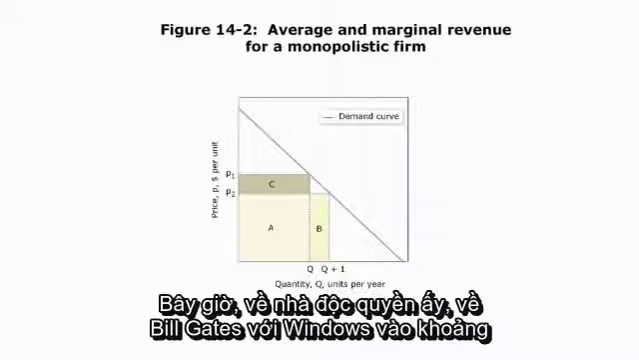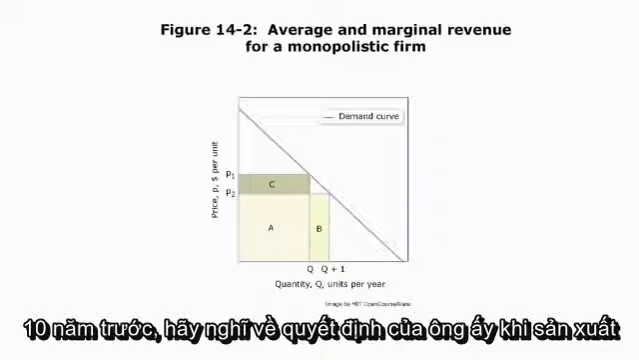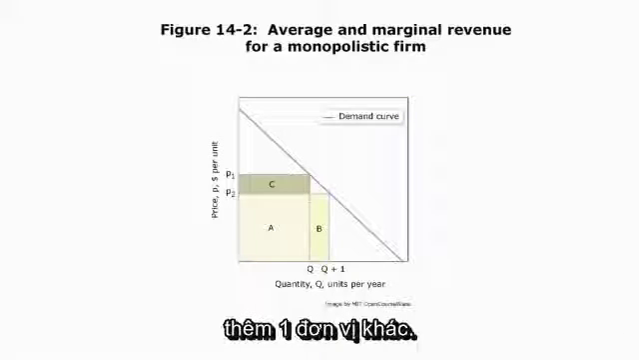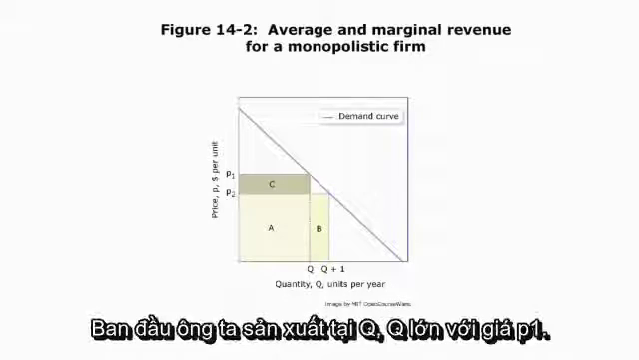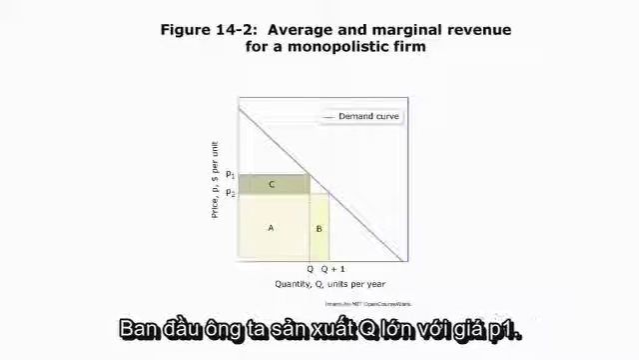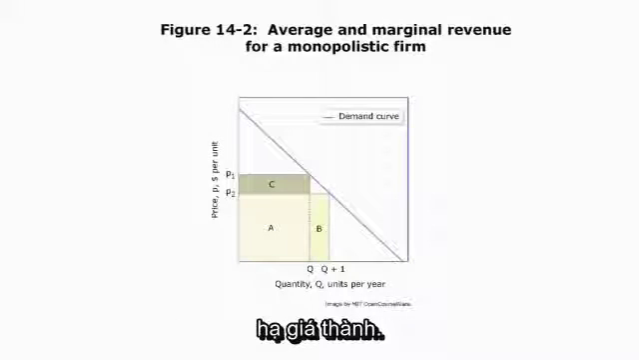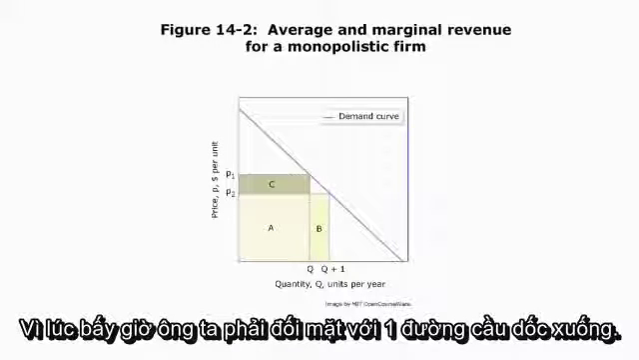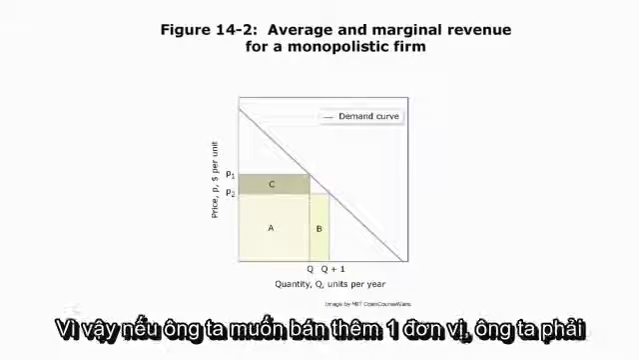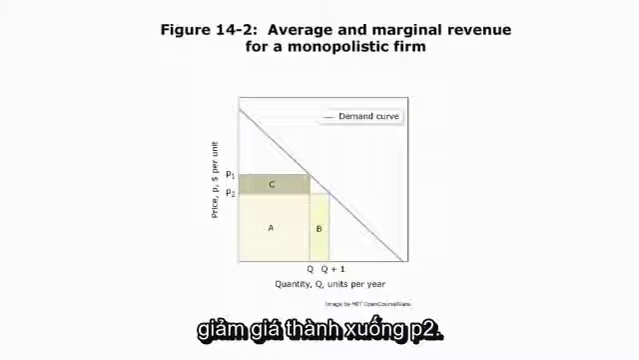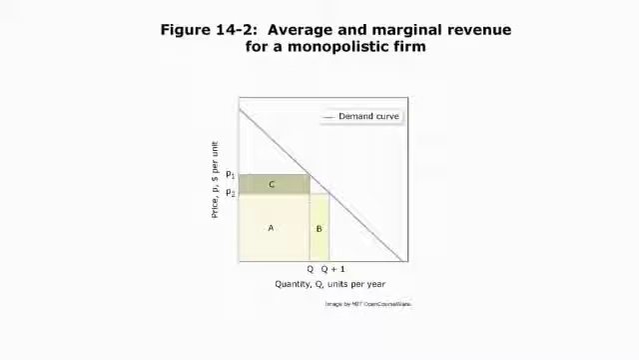Now for that monopolist, for a Bill Gates with Windows circa 10 years ago, let's think about his decision to produce another unit. He's originally producing at big Q at a price P1. If he wants to sell one more unit, he's going to have to lower the price, because he now faces a downward sloping demand curve. So if he wants to sell one more unit, he's going to have to lower the price to P2.